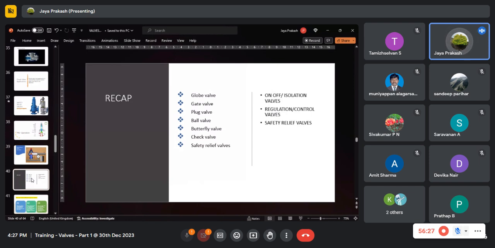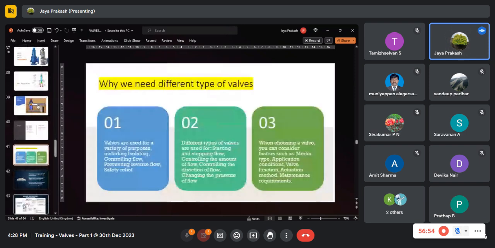Safety relief valves will act only in the case of excess pressure, or where a continuous flow is required at a certain pressure, where a pressure relief valve is used. So these are the three types of valves, and we have seen the basic functioning and working principles of these valves. And now we'll see why we need different types of valves.